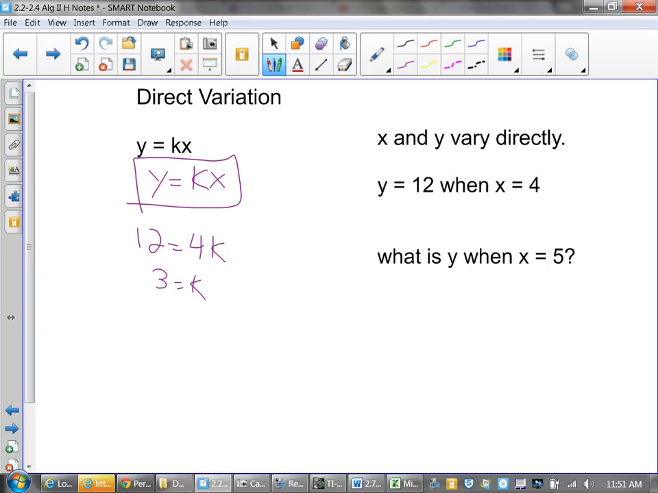Now what they're making you do is reuse this value there, because it's asking you the next question. What is y when x is 5? So once again, y equals k times x. Now you know what the value of k is, and you know what the value of x is. So y is 3 times 5, which is 15.